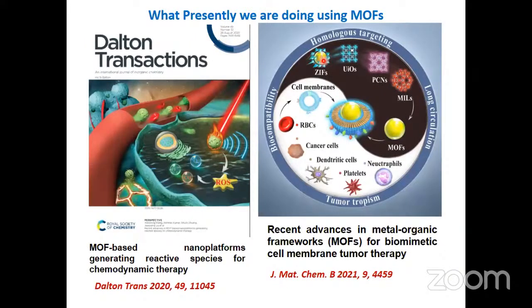So last year, in 2020, before COVID, we had shifted our focus from material aspects to biological aspects. And here you can see that we had used metal organic framework as a nano platform to generate reactive oxygen species for cancer treatment using chemodynamic therapy. And this is a relatively recent work where biomimetic cell membrane tumor therapy application have been executed.